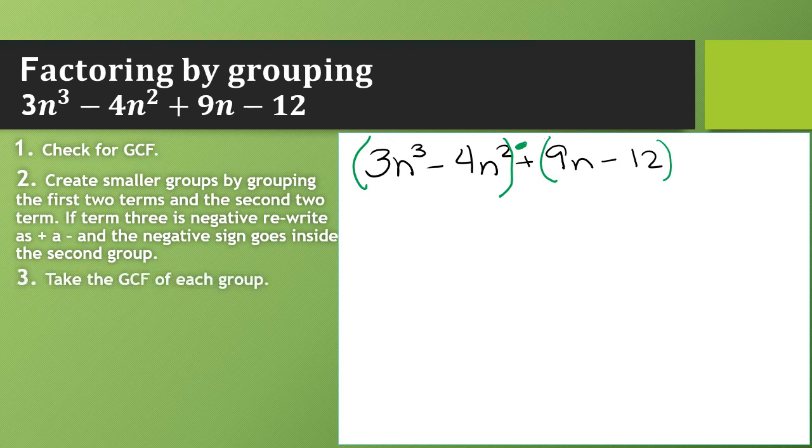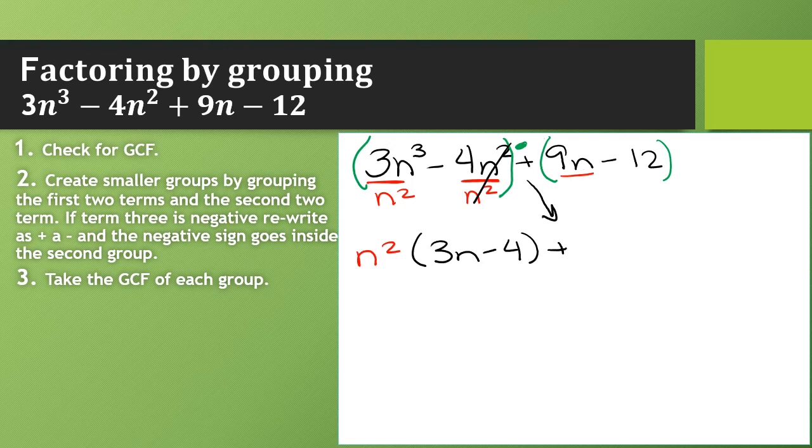Now I look at my two terms and I'm going to take the greatest common factor out of each of these terms. So I look at 3n cubed and 4n squared, and they both have an n squared in common. So I'm going to take out an n squared. So when I do that, 3n cubed divided by n squared leaves me with a 3 and an n. N squared over n squared reduces to 1 and leaves me with a minus 4. I bring the plus sign down.